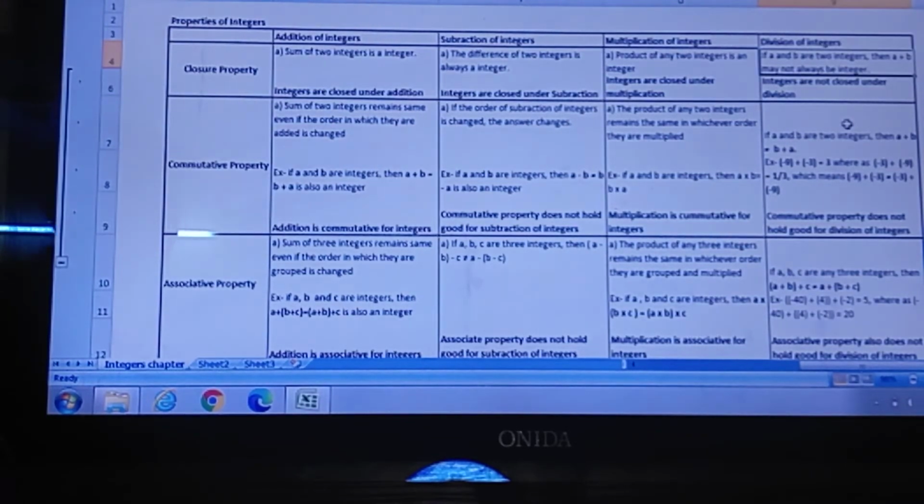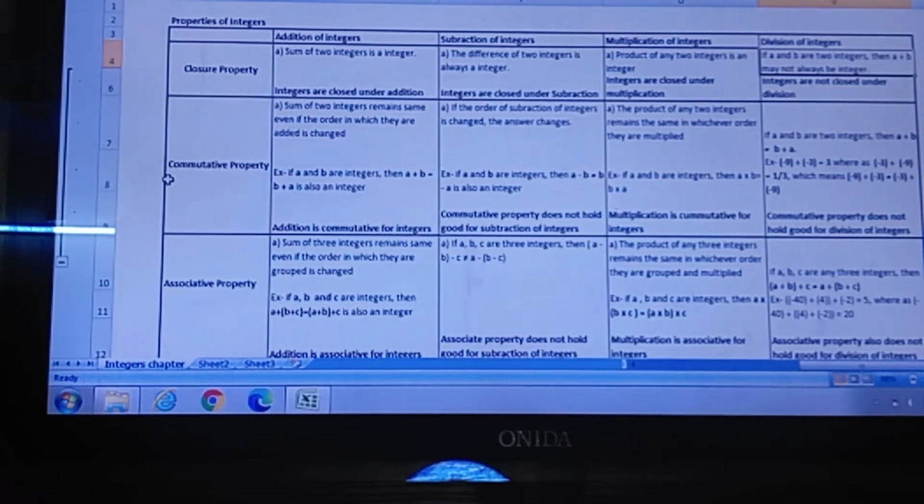Moving on to the last one, how do you apply division in closure property? If a and b are two integers, then a divided by b may not always be an integer. For this you can find some examples in your textbooks, where a is equal to 0 and b is equal to 1. When you divide a by b, it will be 0 divided by 1, which will not give you an integer. That's the reason they have put it across like this.